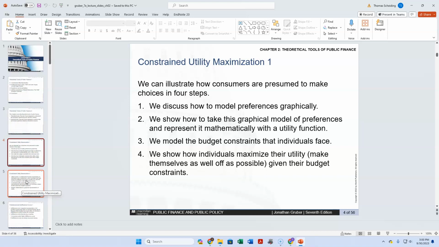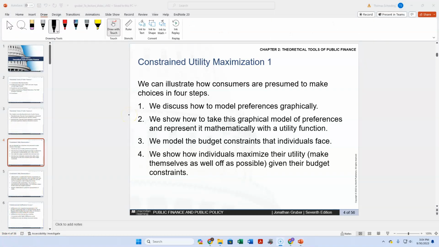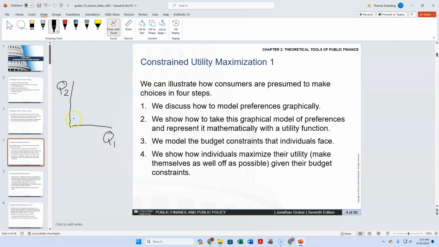So let's try to graph this out here. Let me pause the video here, and then I'm going to set up the digital pen. Okay, so there are going to be fancier slides here that have this much better drawn out, but I'm just going to draw it freehand so you can see it being made as well. So again, imagine that we have an XY space where we have the quantity of good 1 and the quantity of good 2.